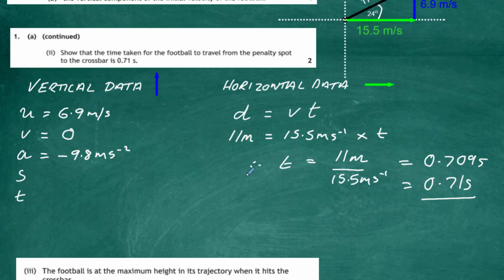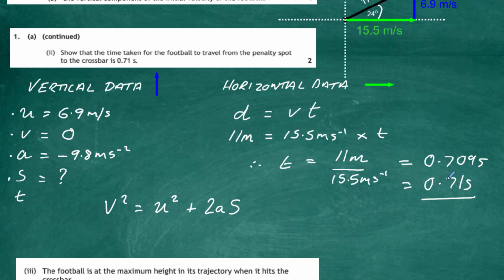And what we've got to do is find this value here, S, which is really the displacement upwards, which is really the height of the ball. So there's our components, there's our data. We've got U, V, A and S, and we have to find an equation which all those fit into. So you look up your data sheet, and for U, V, A and S, you're going to use the following equation: V squared equals U squared plus 2AS.